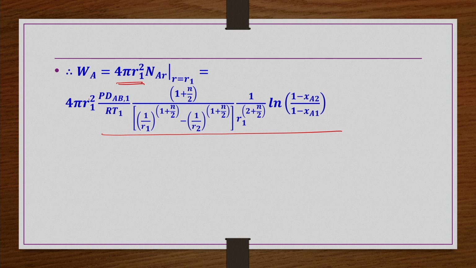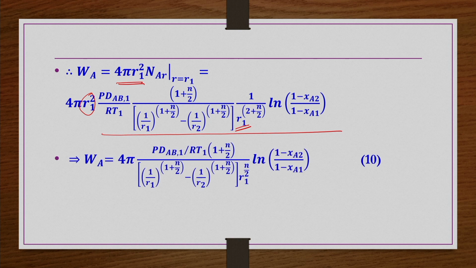So now this r1 squared can be cancelled out, so then we have only r to the power n by 2 here. So that r is also at r equals r1. Okay, so the remaining terms are the same.